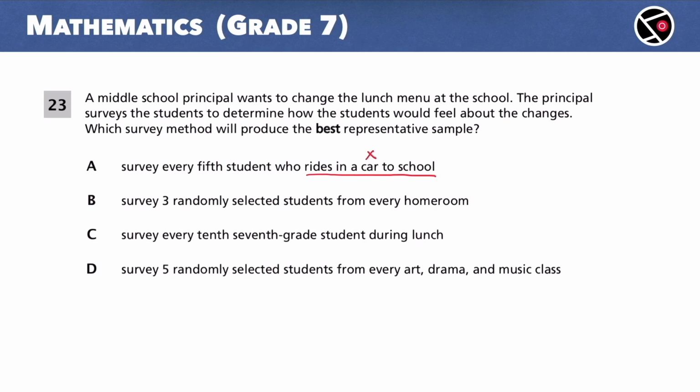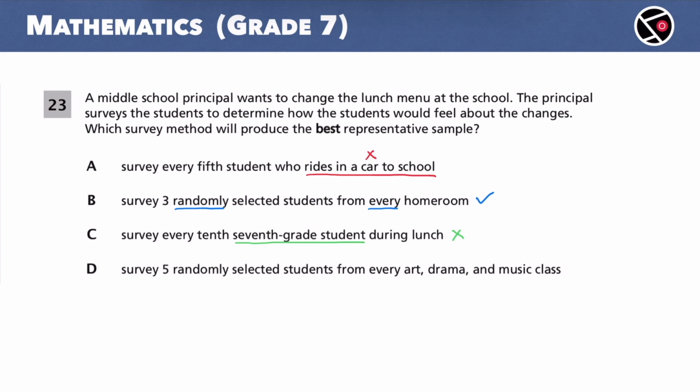B. Survey 3 randomly selected students from every homeroom. Randomly, this is good. From every homeroom. This survey covers every homeroom, and the students within a homeroom are randomly selected. This is a good approach. C. Survey every 10th 7th grade student during lunch. Again, this survey is limited to a specific group. Only the 7th grade students are covered in this survey. This is incorrect.